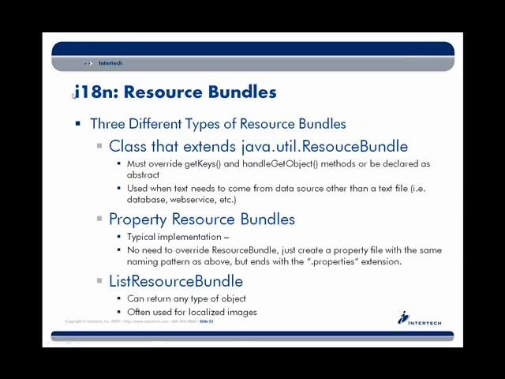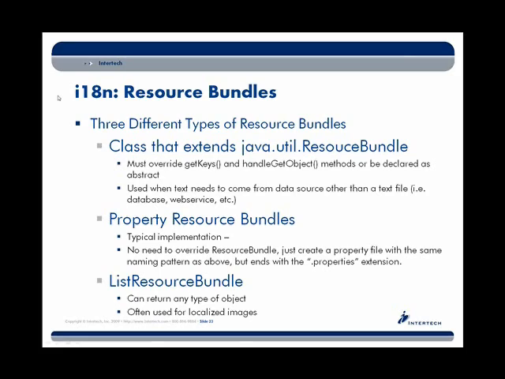So let's look at three different kinds of resource bundles that we can create. First, let's look at creating a class. And if I wanted to create a class that had messages and whatnot, I would just simply create a class that extends java.util.ResourceBundle. And when I do that, there are going to be two methods that I'll need to override. I'll need to override the getKeys method and the handleGetObject method.